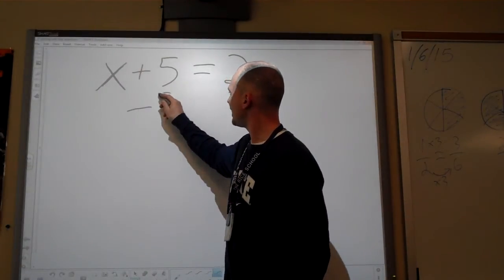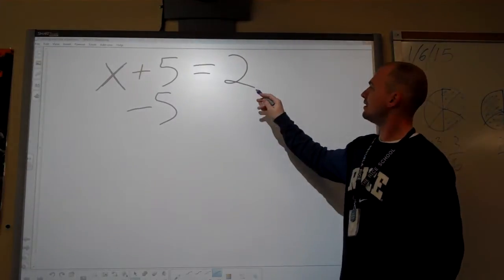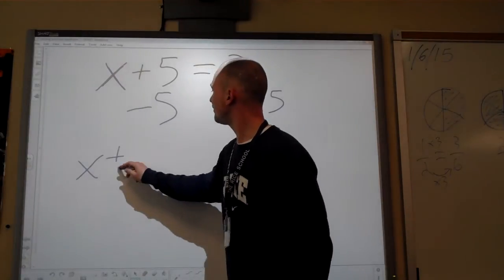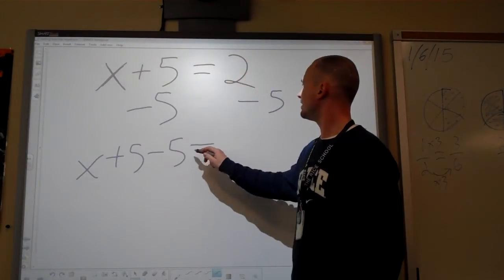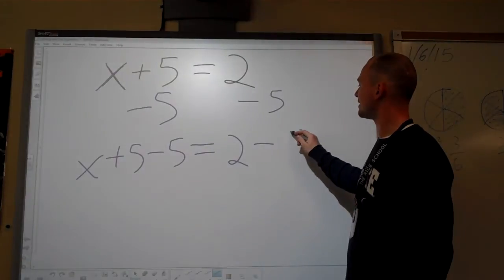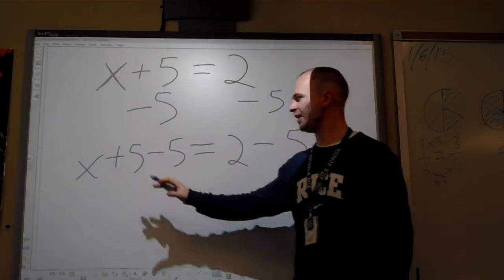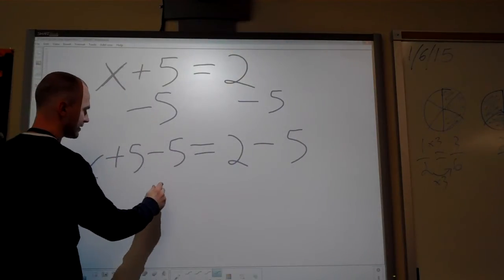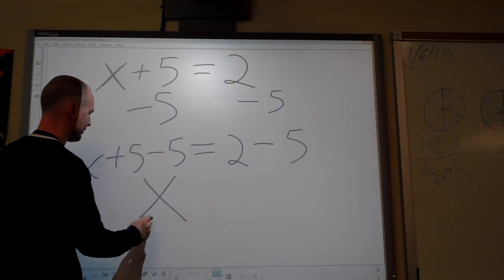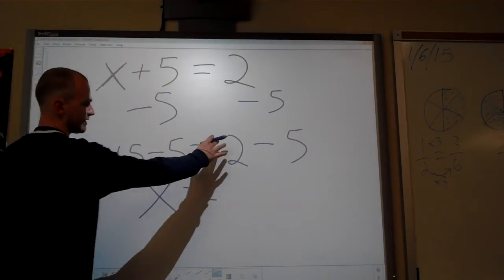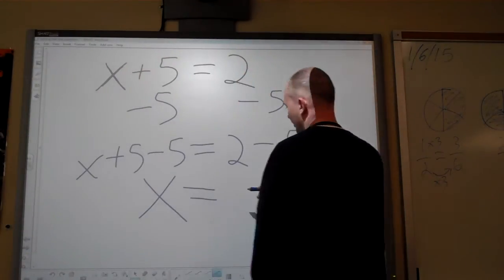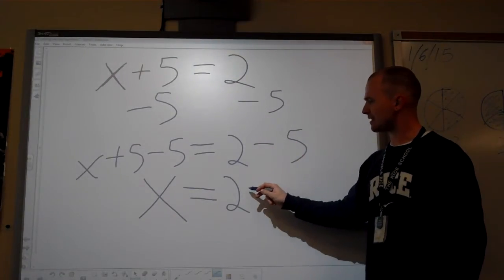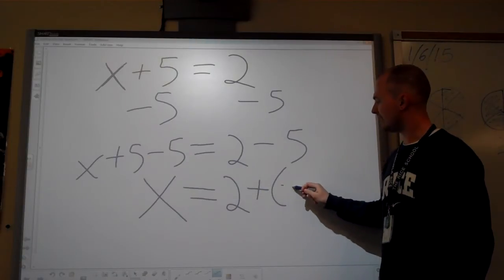But if we subtract 5 from this side, we've got to subtract 5 from this side. So we have x plus 5 minus 5 equals 2 minus 5. Okay, so plus 5 minus 5, they cancel out. That's why we did that. So on this side, we just have x. And then on this side, we have 2 minus 5. Well, we don't subtract, we add the opposite. So 2 minus 5 is the same as 2 plus negative 5.